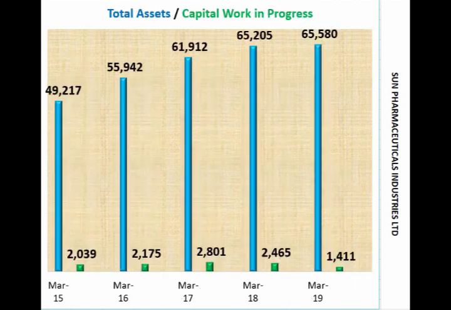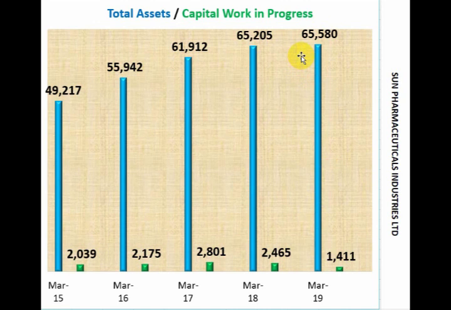growth in the business. So in this chart we see that the amount of capital work in progress is around 1,400 crores out of the total assets of the company. So this is quite low, and this should not form a large portion or a major portion of the total assets.